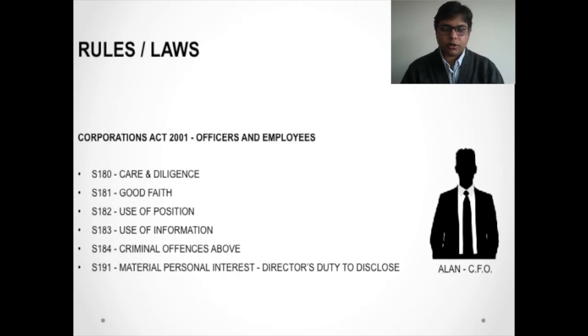Section 180, care and diligence of the company duties. Section 181, perform all duties with utmost good faith. Section 182, must not make wrong use of their position in the company. Section 183, must not make any wrong use of the confidential information of the company. Section 184 deals with the criminal offenses for violation of the above. And Section 191, the company officers or the director must not have any personal material interest in the company affairs.